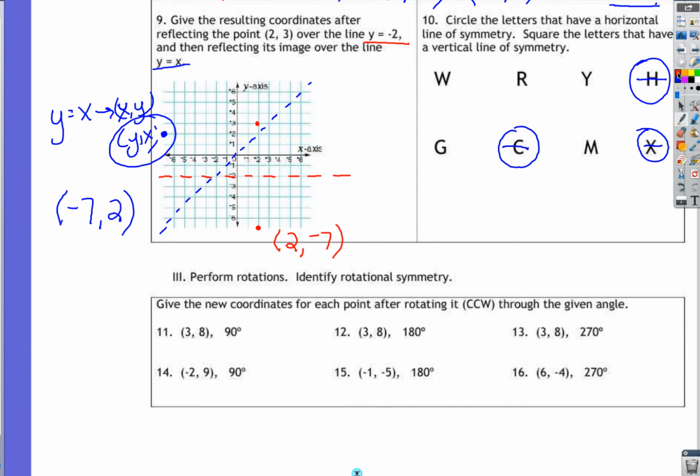The next one is talking about vertical. Can my W just have a vertical line of symmetry? So I'm supposed to put a square around it. What about R? Y? Oh, I thought you meant why. Oh no, the letter Y, sorry. H? Yeah.